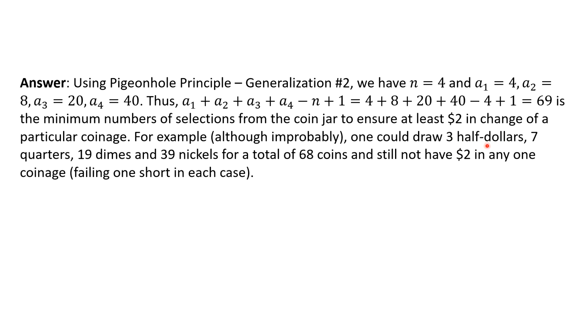So you could have 3 half dollars, right? That gives you $1.50, and then 7 quarters, so that's just short of $2. 19 dimes, $1.90, and then 39 nickels. So you could draw all those out, and that would be a total of 68 coins, and you would still not have $2 in any one of these coinages. However, the next coin you pick has got to be either a half dollar, a quarter, a dime, or a nickel, in which case you would then be forced to have $2 in change in one of the coinages.